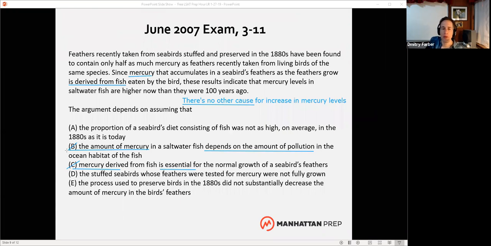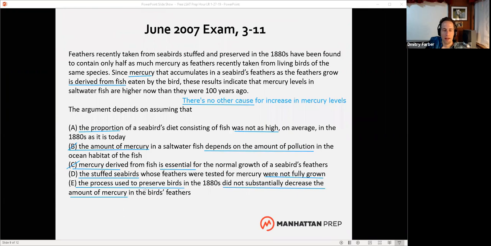In real life, we would probably know that there's more pollution in the ocean now than in the 1880s, but there's nothing about it in the argument. So that's probably not something we're going to rely on. So notice that A, B, and C, at least in some sense, are all negative. They're all ruling something out because this says the proportion was not as high. This says the seabirds were not fully grown. And this says the process used to preserve birds did not decrease the amount of mercury. Okay, so let's look at all three of those.